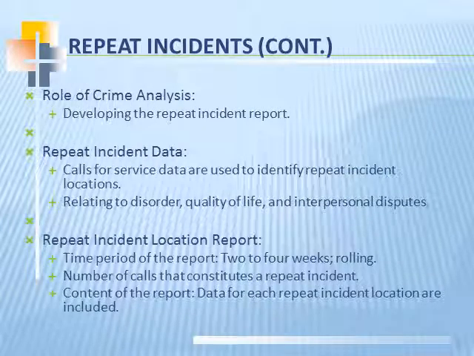The role of crime analysis in addressing repeat incident information is developing a report from which a list of repeat incident addresses is identified. Several considerations factored in the development of the repeat incident report include the type of data used, the temporal length of the data, and the format of the report. Call for service data are used to identify repeat incident locations. More specifically, call for service data relating to disorder, quality of life, and interpersonal disputes are examined.